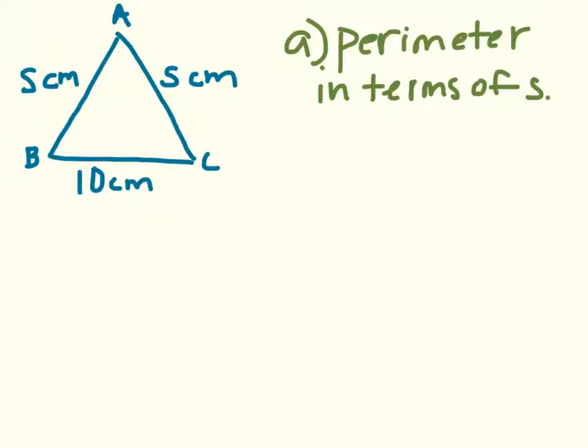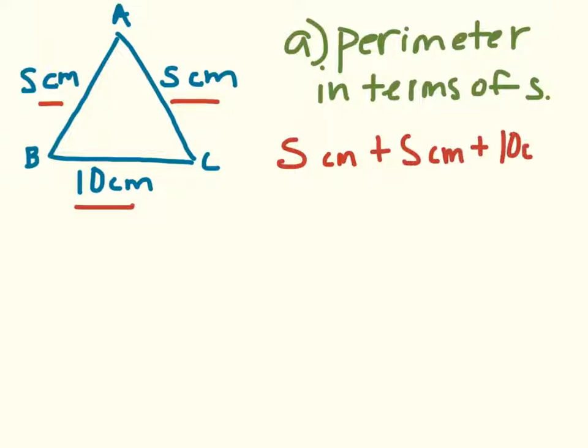So let's begin by writing the perimeter in terms of S. So perimeter is the sum of all of the sides. So let's begin with this side, S centimeters, plus this side, S centimeters, plus this side, 10 centimeters. Once we simplify, this becomes 2S plus 10 centimeters. This works almost exactly like the simplifying problems that we did earlier in chapter 7. Now let's go on to question B.